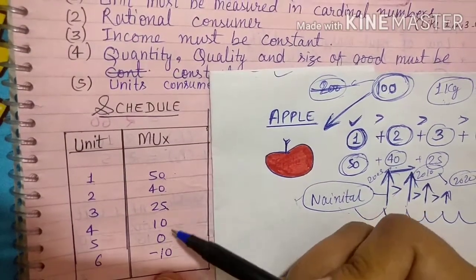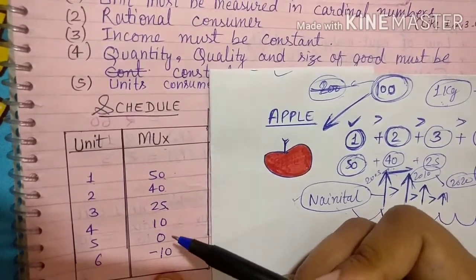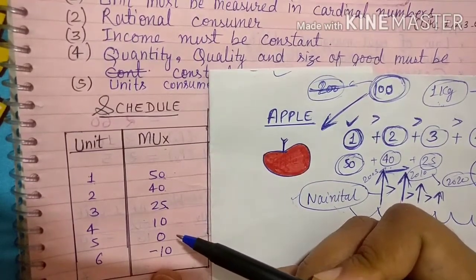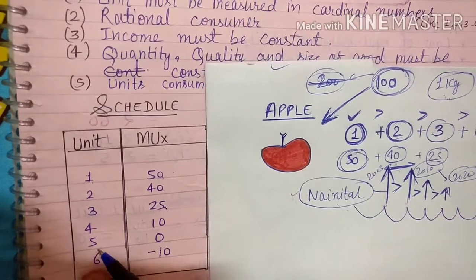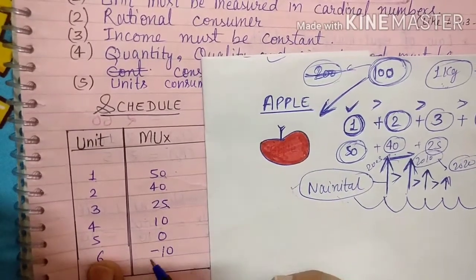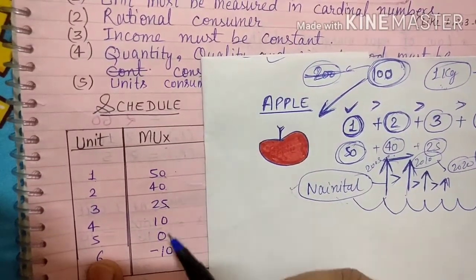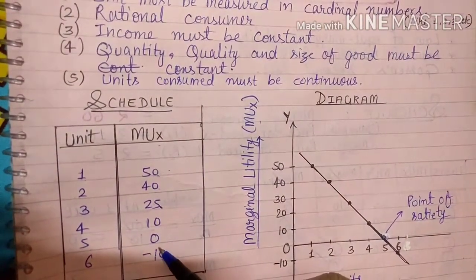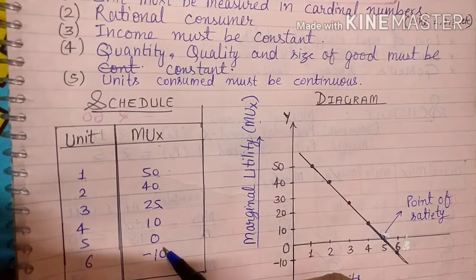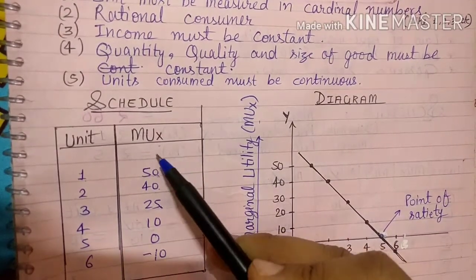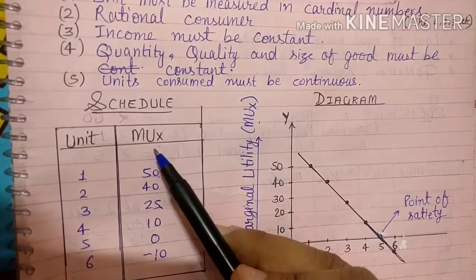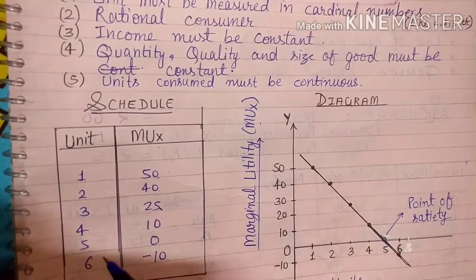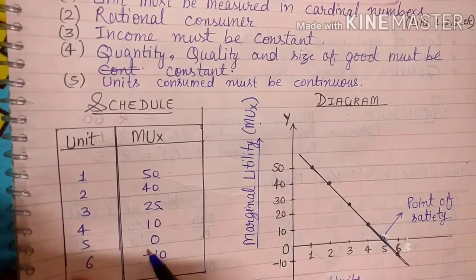In the same way, when I continue to consume more and more units, the satisfaction which I get from each successive unit will be less. As you can see here, at the fifth unit, the marginal utility becomes 0. So this fifth unit is not giving any satisfaction. He is getting 0 satisfaction, 0 utility. That is, the marginal utility becomes 0 here. What is marginal utility? The satisfaction which we get from extra units.